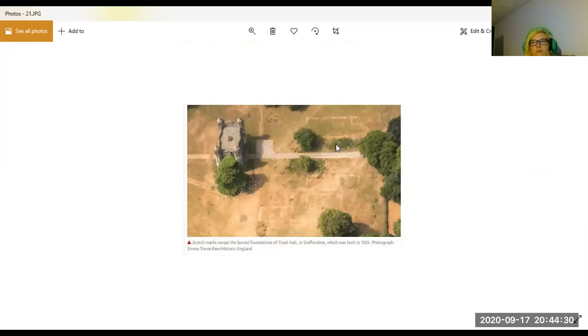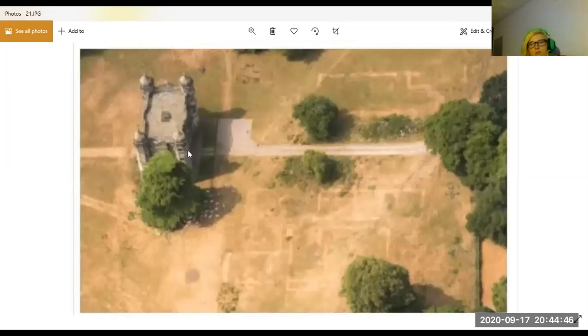Scorch marks reveal the buried foundations of a hall at Staffordshire. Tixall Hall was built in 1555, but all that's left of the hall is this part of the building. And scorch marks are basically crop marks, just another word for it. So look out for your aerial photographic notices in the newspaper.